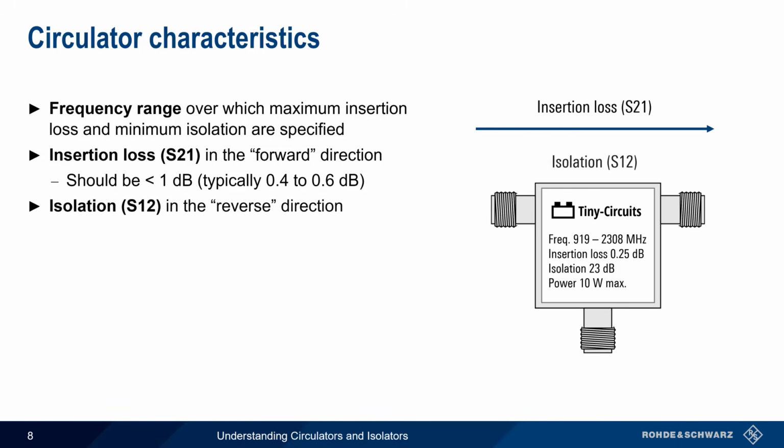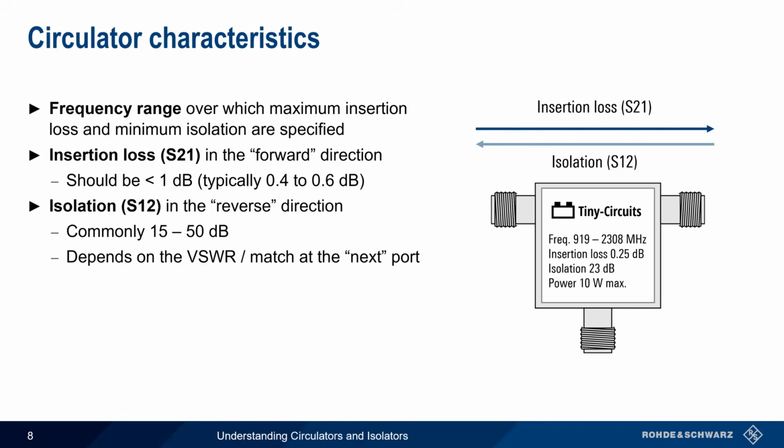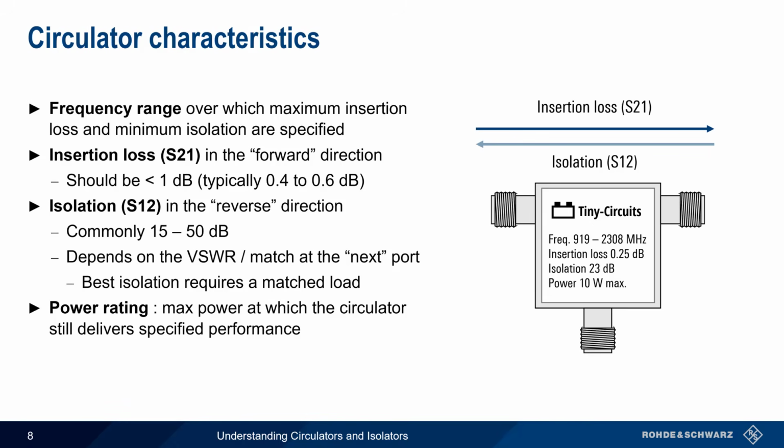The isolation of a circulator is how much attenuation there is between a pair of ports in the reverse direction. Ideally, this would be infinite, but values from about 15 to about 50 dB are common. This is also influenced by the impedance match or VSWR at the next port, with optimal isolation requiring a matched load. And finally, circulators will have a maximum power rating at which it will still deliver the specified performance. Going above this input power level may lead to degradation or even damage to the circulator.